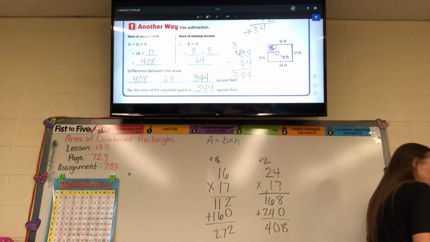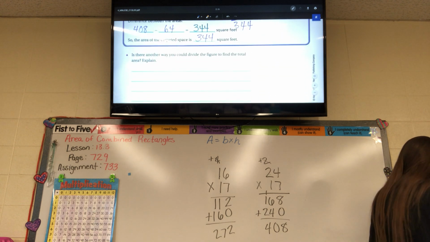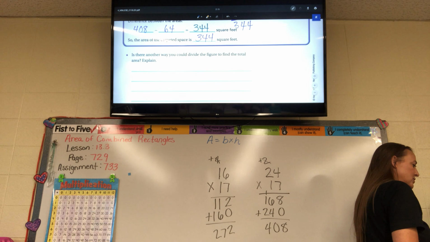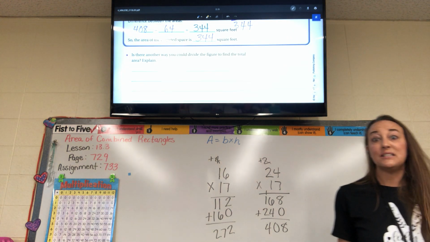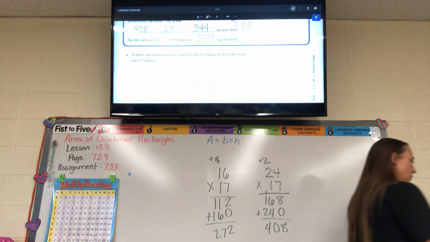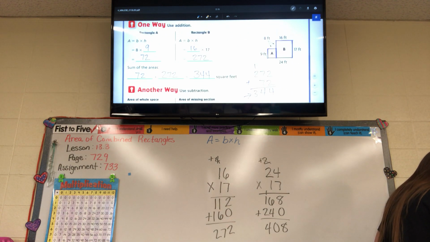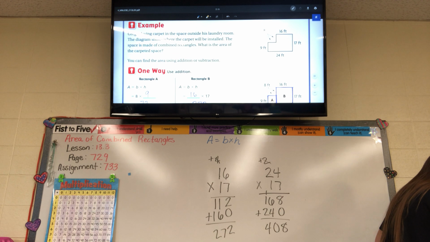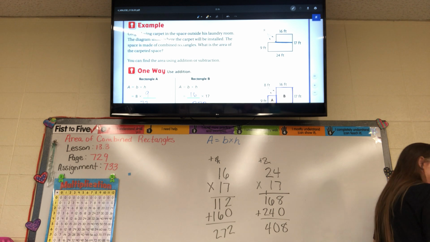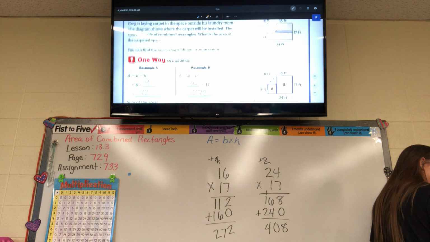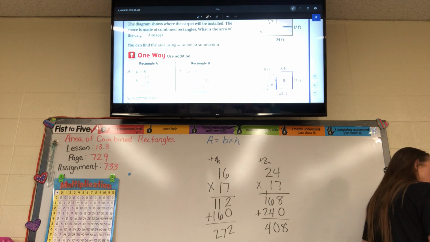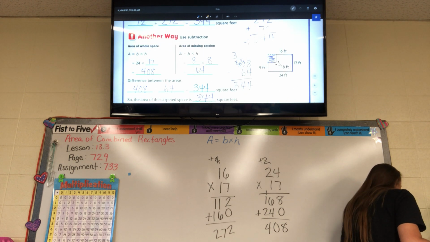So 344 square feet. Okay. Is there another way you could divide the figure to find the total area? Well, there is, because it's the first one that I did. So, you could divide with a horizontal line instead of a vertical line. Okay, so that's just what we'll put.